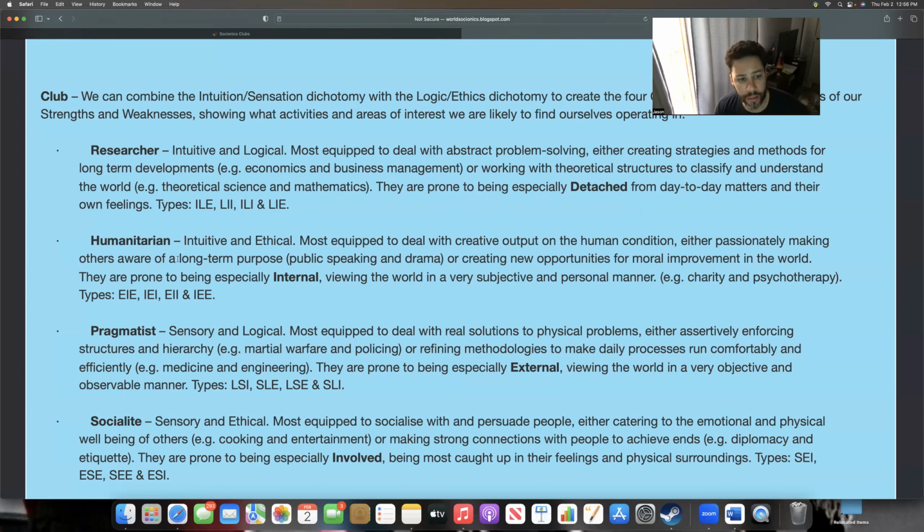All right, so those are your typical NTs, the researchers, nerdy types, if you want to make it real simple. Humanitarians. So now we're in the NFs, intuitive, ethical. All right, you see that in everybody's code here. This is a type most equipped to deal with creative output and the human condition, either passionately making others aware of long-term purpose, blah, blah, blah. So this is a type that's very similar to the NTs in that they're also very abstract and like theories and ideas, and they like to talk about them, but they're not as interested in trying to figure out the underlying structure or the practical application of it. They're much more interested in abstracting ideas for the sake of what is good for people.